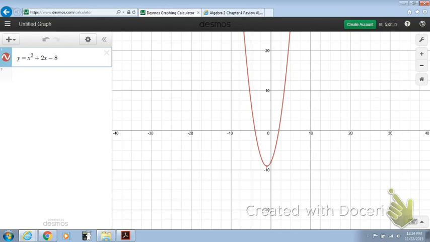And so what I would do is I would identify on your graph the vertex and the points of intersection. The points of intersection are actually your solution. And so we've got (2, 0) and (-4, 0). Those are our solutions. And the vertex is (-1, -9).